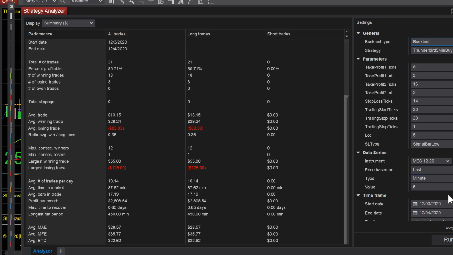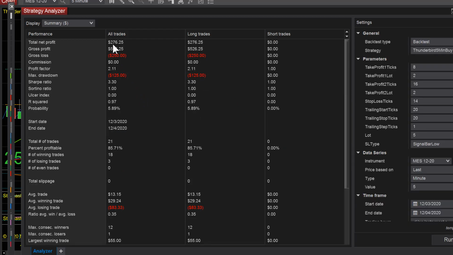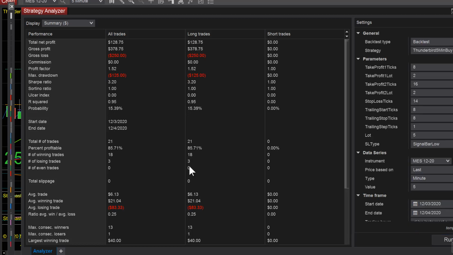820 MES last 5-minute back test 3. All right, let's take a look. Let's do that one more time, because what I'm going to do is just see what the difference is. 276. And in this case, I want to do the trailing stop 8. So 276. And now let's see what comes up. 128. All right. Safe.